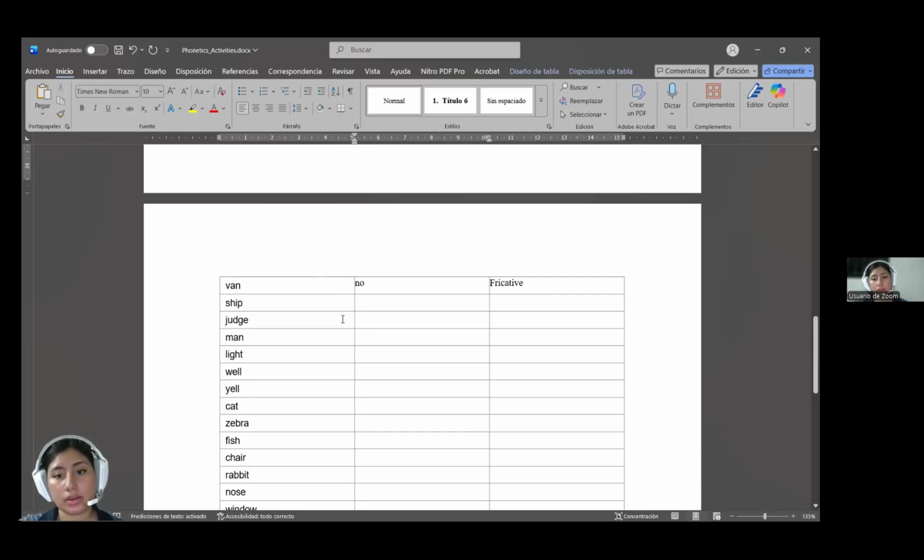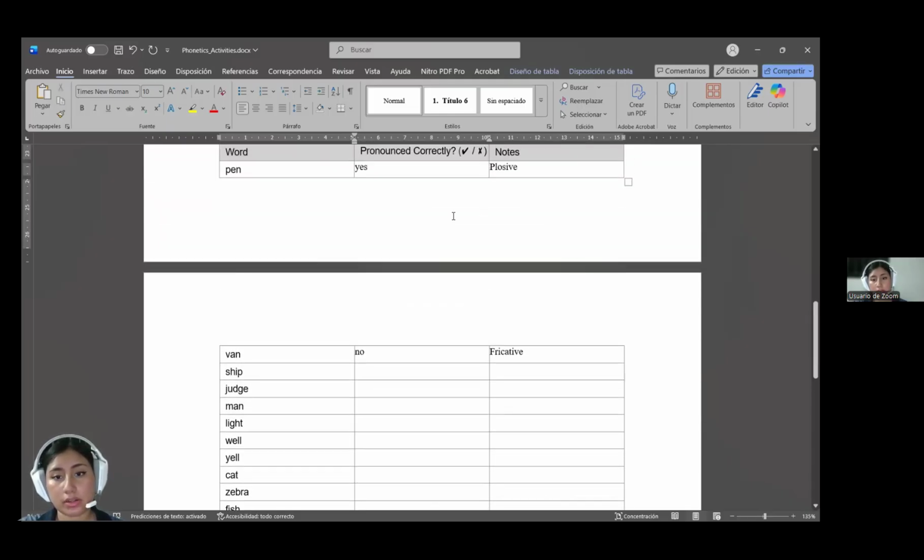Well, because of time, we will take this activity in the next lesson. So we are going to stop here. But before we finish, I would like to reflect a little bit on what we learned today.